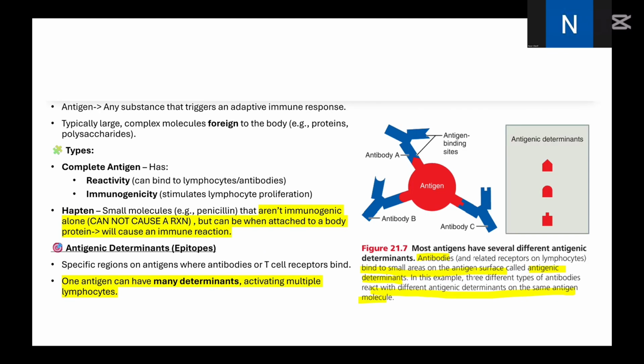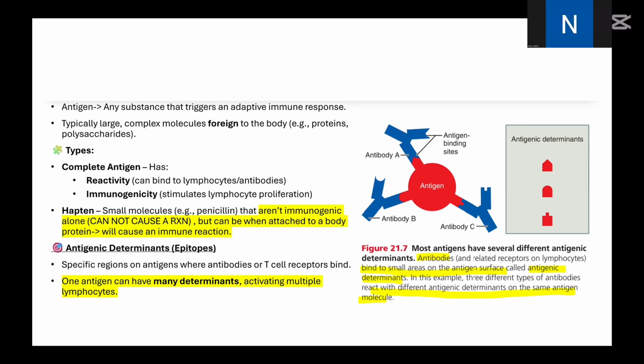An antigen is basically any substance that triggers the adaptive immune response. It's a foreign substance, and the complete antigen has two components, reactivity and immunogenicity. Reactivity is the ability to bind to antibodies and lymphocytes, while immunogenicity is the ability to stimulate lymphocyte proliferation.